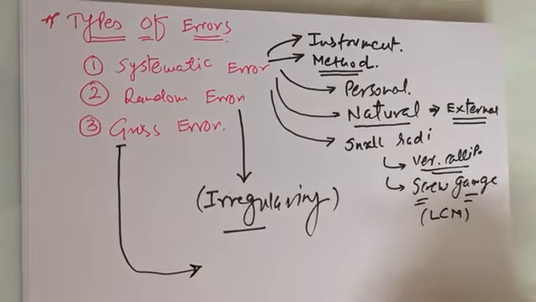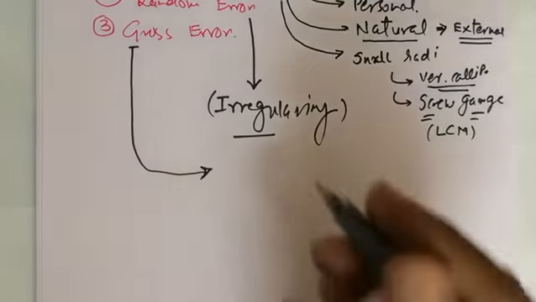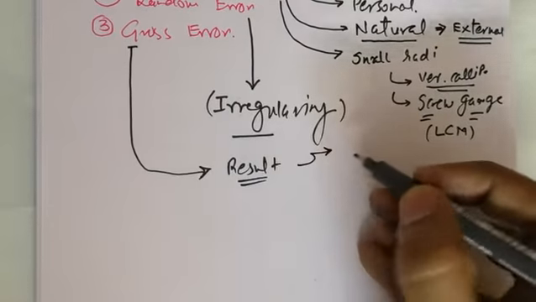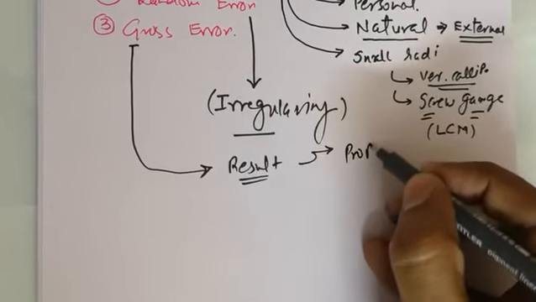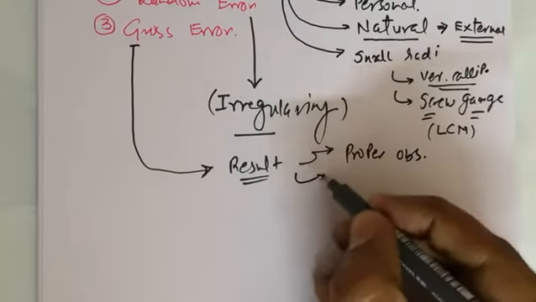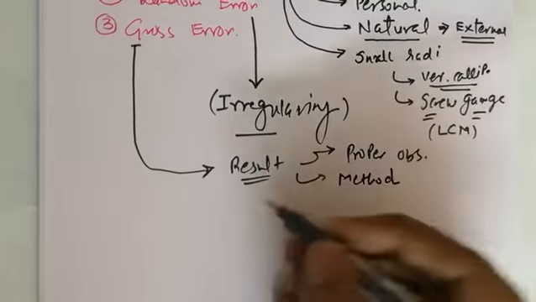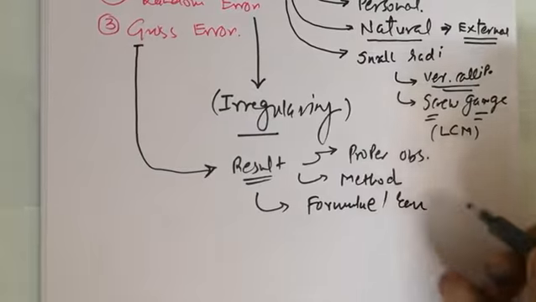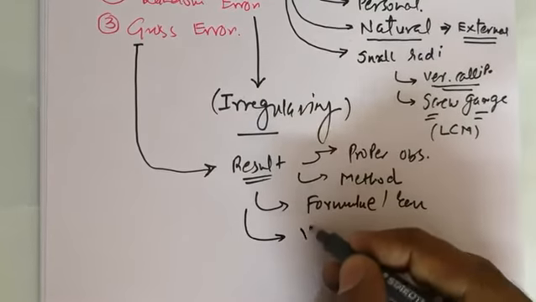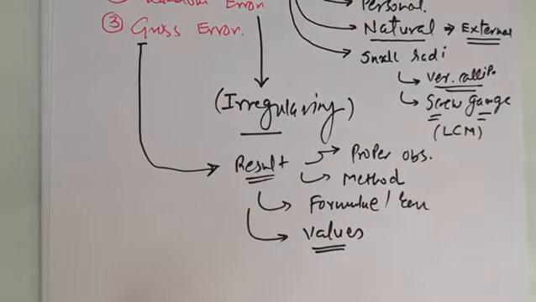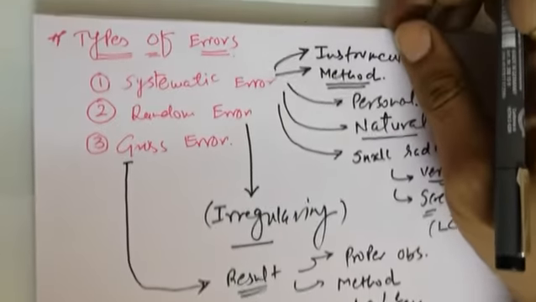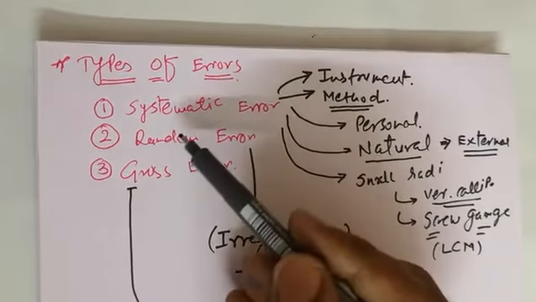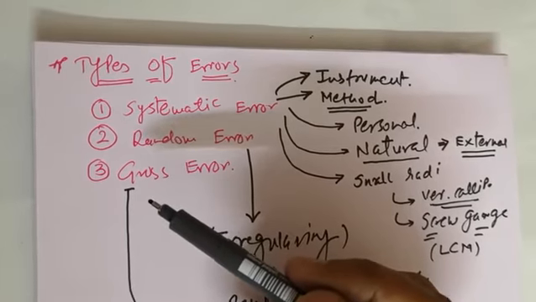The last one is called gross error. In gross error, your final result is affected because, first, you haven't taken proper observations. Next, your method is not proper. Next, your formula or equation used for calculation is not perfect. And last, your ideal values are wrong. So whenever you perform any practical in your school lab, be very careful that systematic, random or gross error does not hinder your practical.